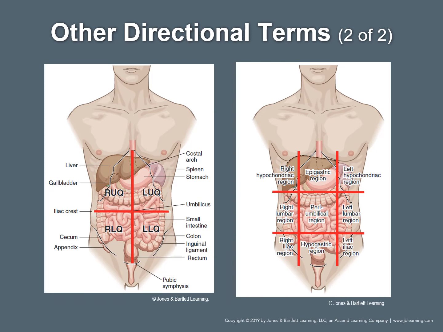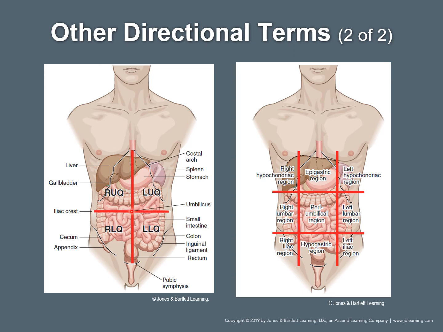The abdominal cavity, y'all, this is again everything that you should remember from EMT. The abdominal cavity is divided into 4 equal quadrants. You have the right upper quadrant. This is going to contain the liver and the gallbladder. The left upper quadrant also contains the costal arch, the spleen, and the stomach.